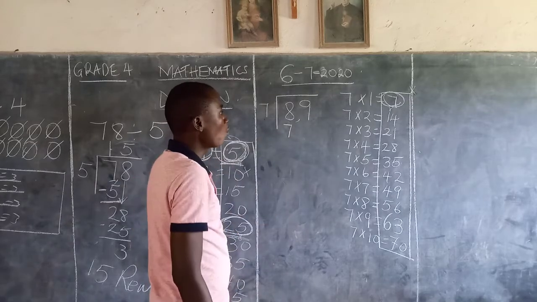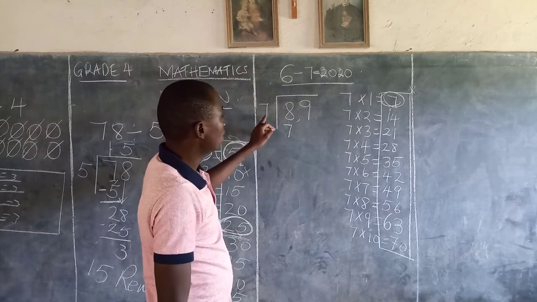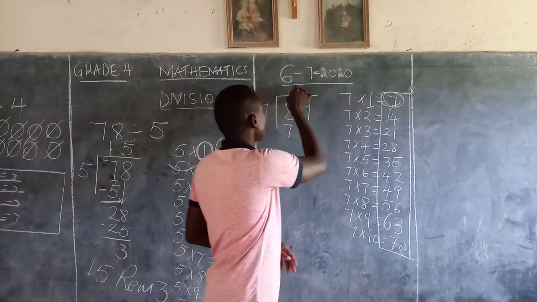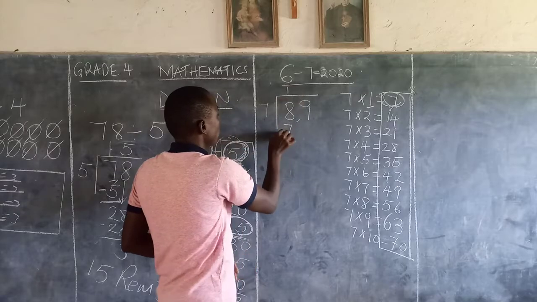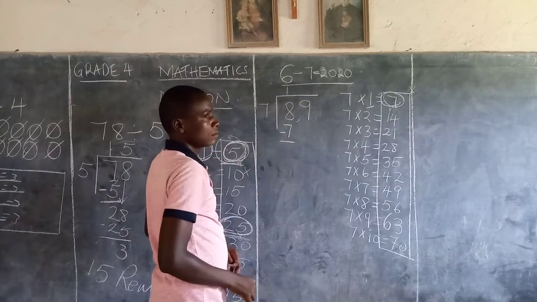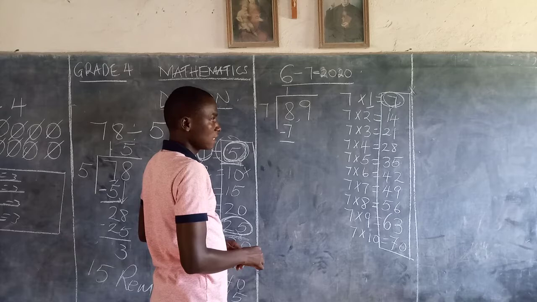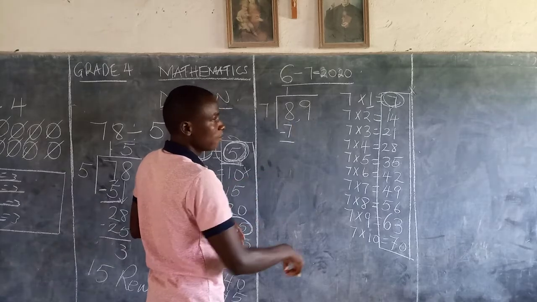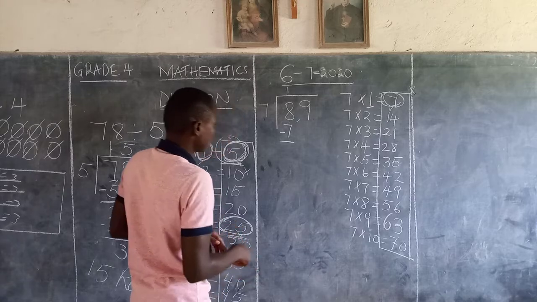Which number was multiplied by 7 to get 7? The number was 1. You write it here above and subtract here. The first digit was 8. You finish up with 8. Once you are done with 8, you bring the next digit, which is 9.